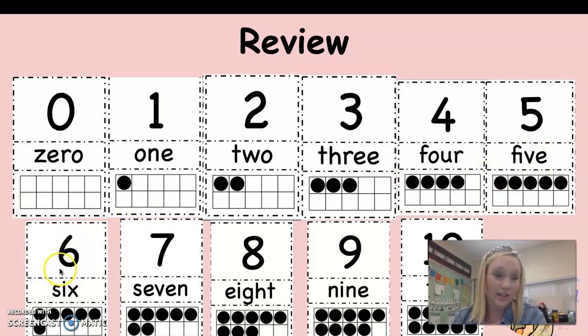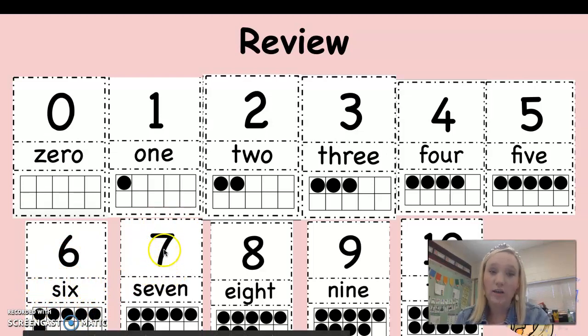Then we have 6, the digit 6, the word 6, and the group or set. The number 7, the digit 7, the word 7, the group or set for 7. The number 8, the word 8, the digit 8, the group. And we've got 9. And then we've got, what number is this? The number 10. How many circles do we have in our 10 frame? 10. That's one way we represent 10, right? Good. So we've got numbers 0 through 10.